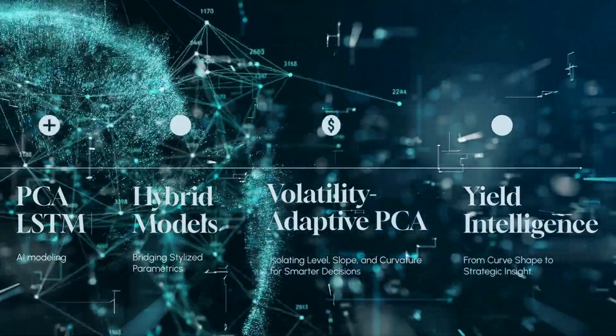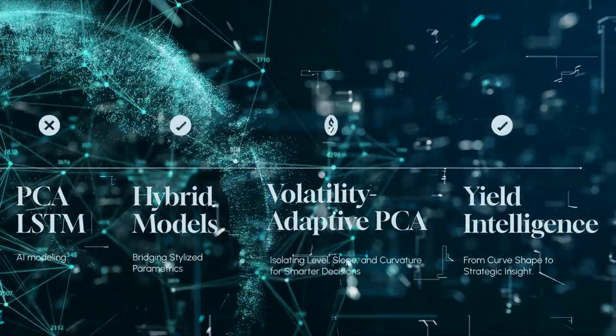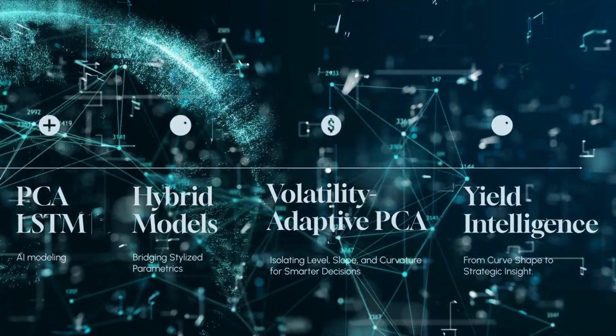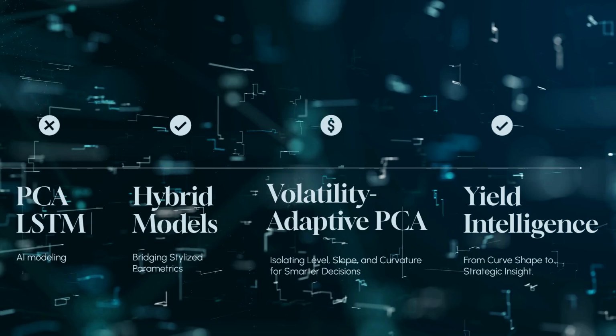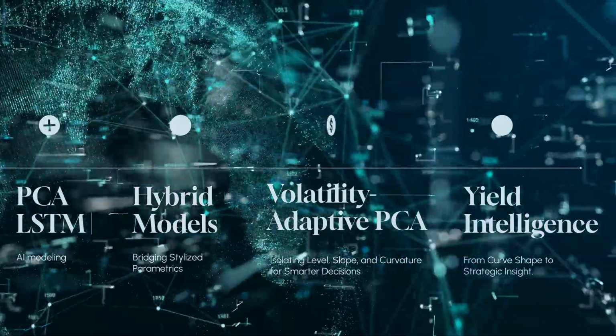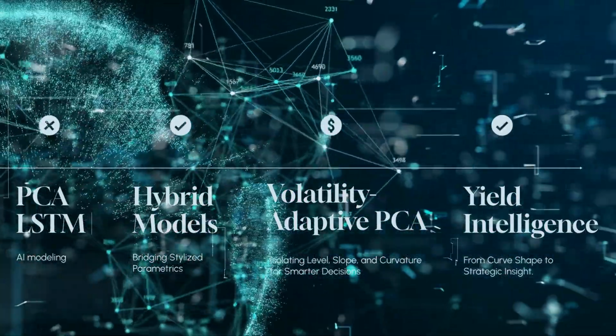First, we combine principal component analysis with LSTM deep learning to turn complex data into clear scenario forecasts, tuned with Bayesian optimization for real-world accuracy. Next, we bridge AI with stylized methods, for example, Nelson-Siegel. By mapping yield curve shape into macro features, we preserve interpretability while gaining the flexibility of AI.